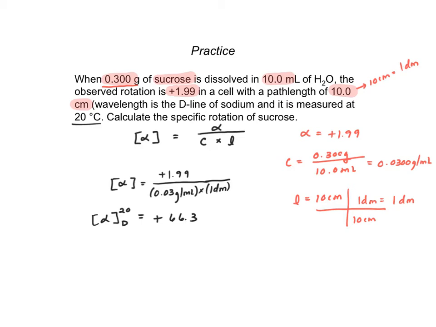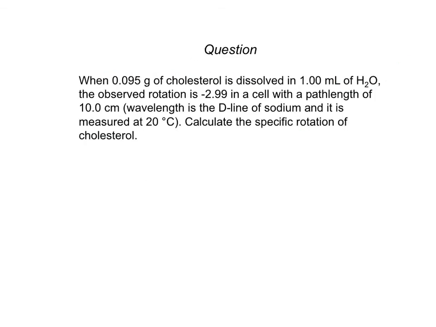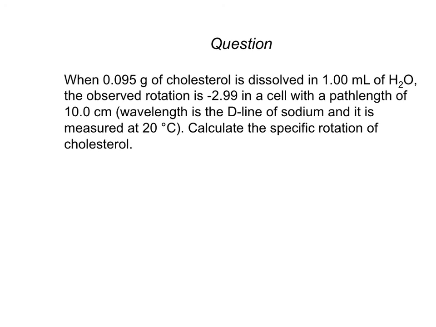Okay, so let's go ahead using the exact same formula, exact same concepts, and try one on our own. Very similar type problem. Now we're dealing with cholesterol, which has 8 chirality centers in it, dissolved in a mL of water, and gets an observed rotation of minus 2.99. I want to know what the specific rotation of this enantiomer of cholesterol is.